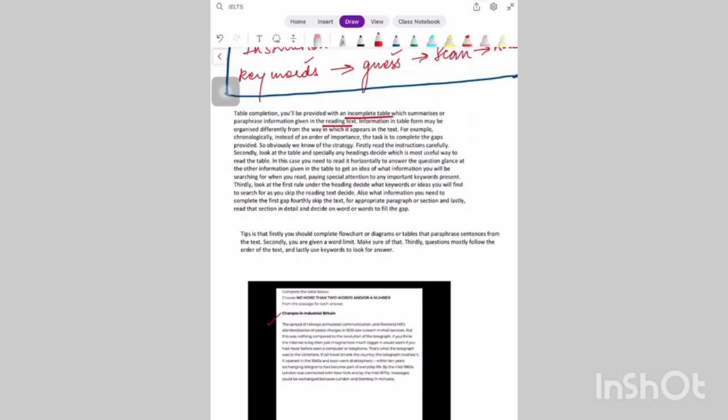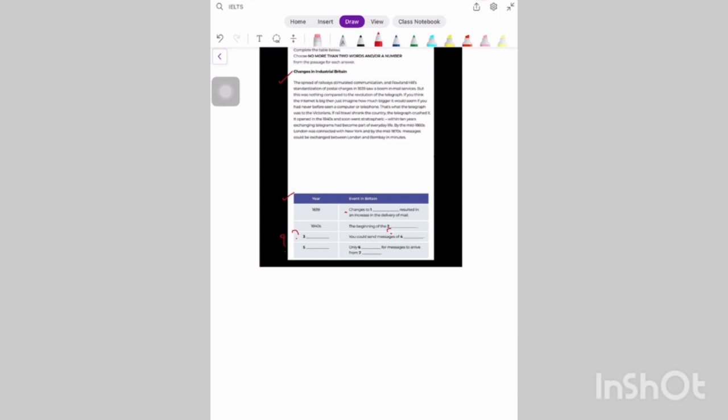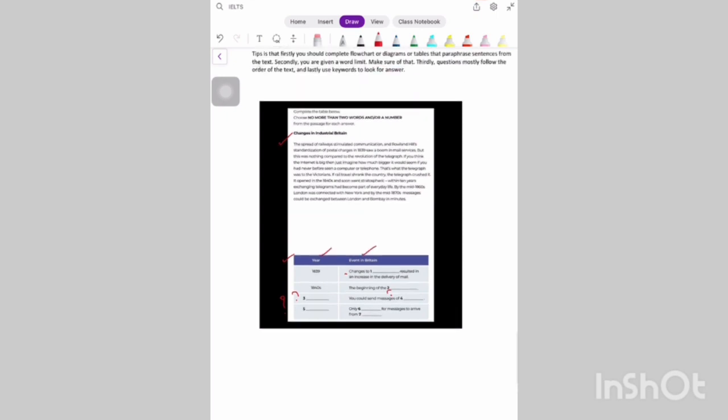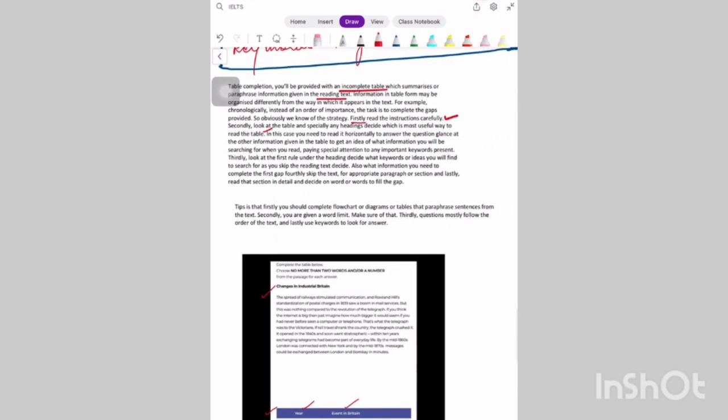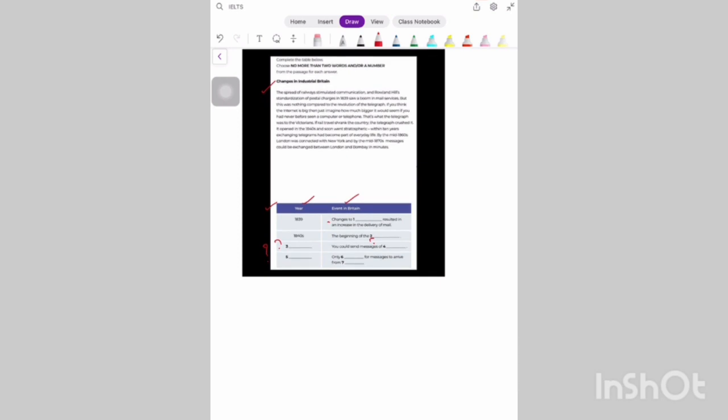So we obviously know the strategy. Firstly, read the instruction carefully. Secondly, look at the table and especially any headings. Decide which is the most useful way to read the table. Either you can first read the table by years or by events in Britain, whichever feels feasible to you. In case you need to read it horizontally to answer the question, glance at the other information given in the table to get an idea of what information you'll be searching for when you read, paying special attention to any important keywords present.